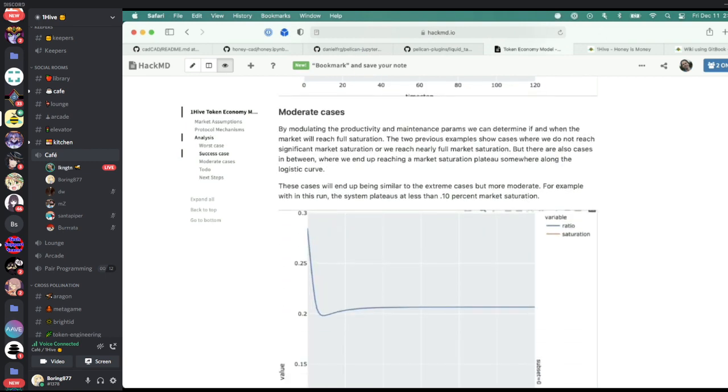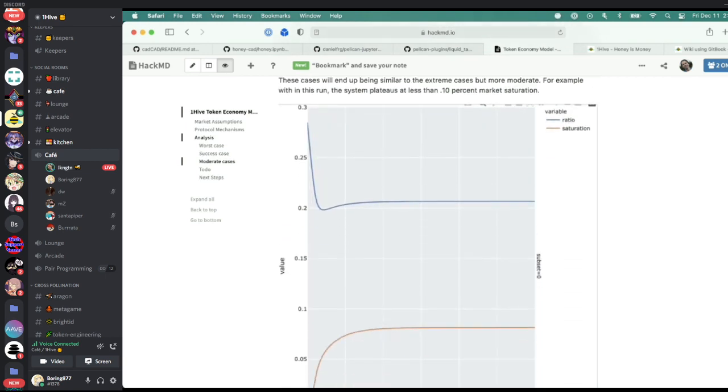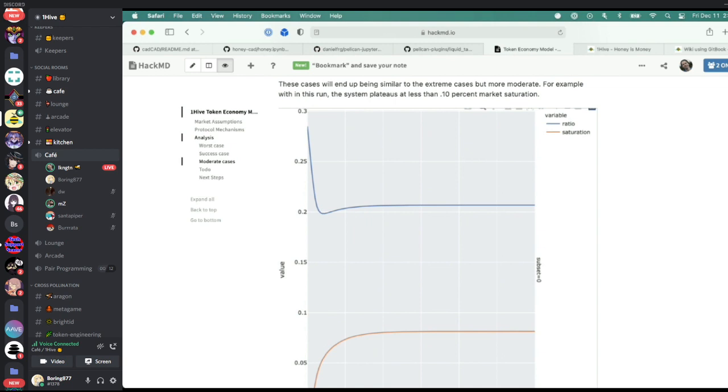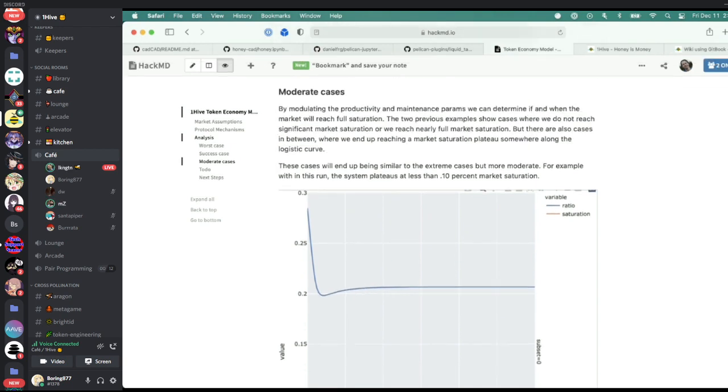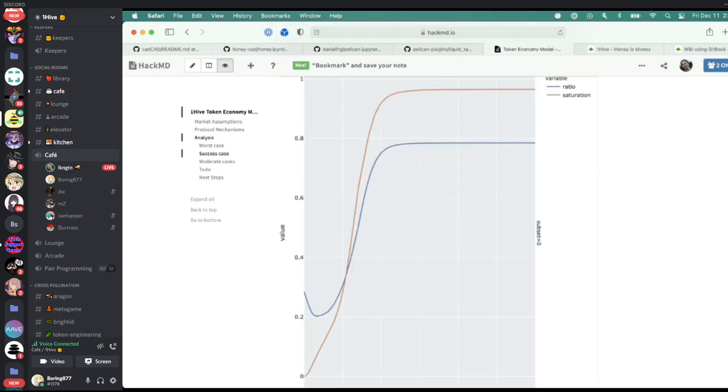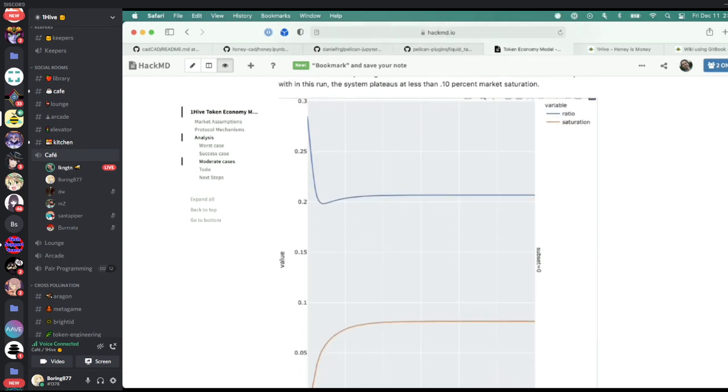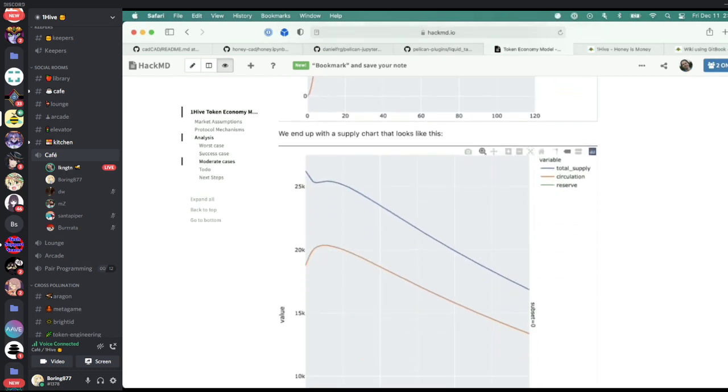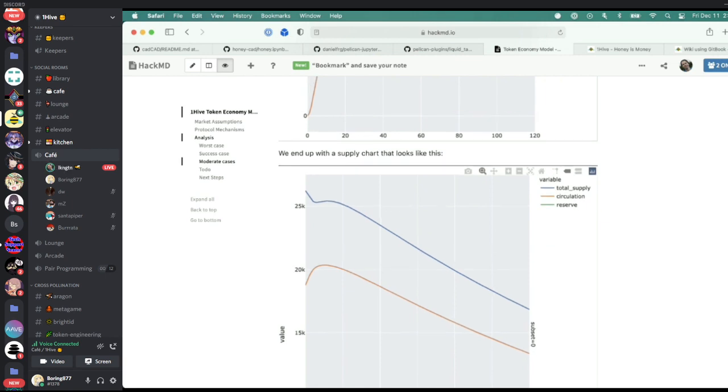And then in between those values, there's different levels where you plateau at different market saturation points that are either eventually stabilizing with price increasing or supply decreasing, but they're somewhere in between. It just modulates.